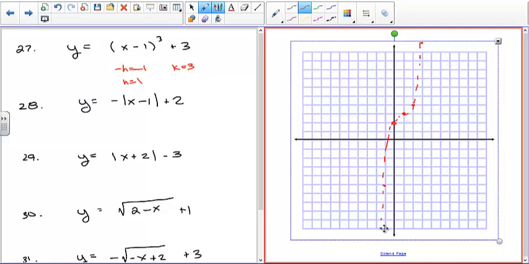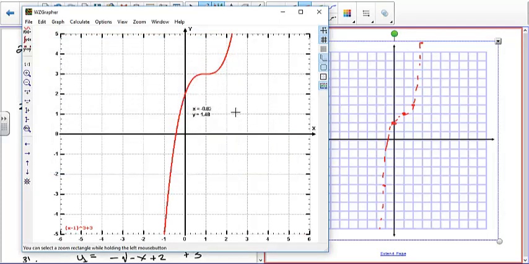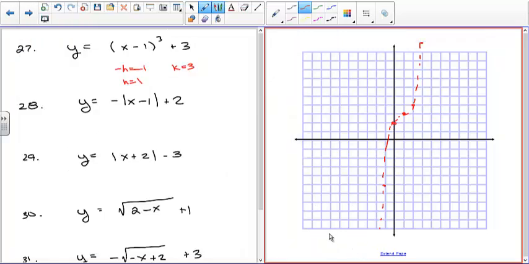Okay, double check it. x minus 1 plus 3. So we're going to have x minus 1 cubed plus 3. Graph it. There it is. So this 1 over, 1 up, 3 over, 1 up, 3. That's that point. So this corresponds to that. This corresponds to that. This corresponds to that.